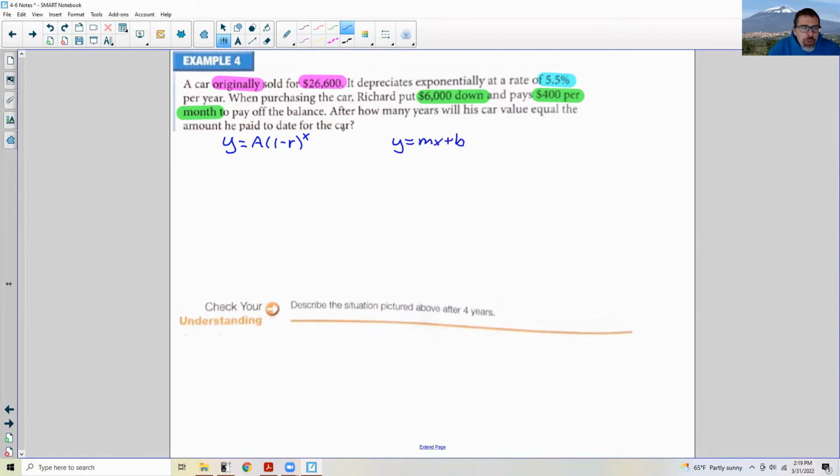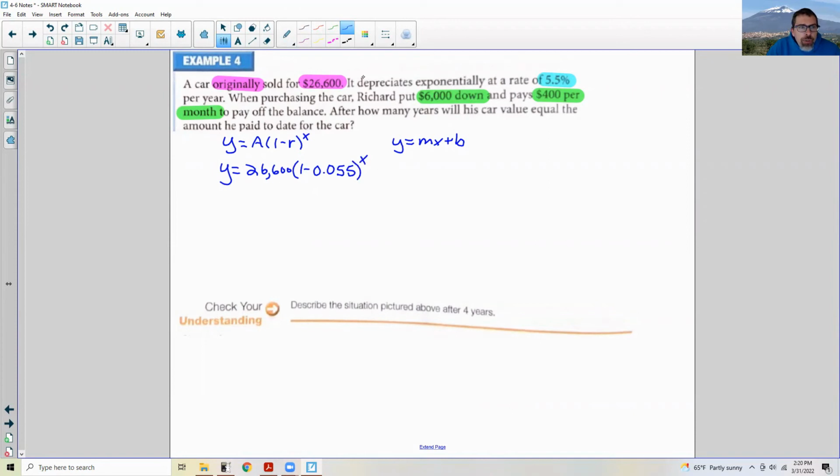All right, so I'm just going to enter everything that they gave us. The $26,600 is the original price. That is A. So we're going to write y equals 26,600 times 1 minus r. And actually, we have the r. R is 5.5%, which is 0.055 to the x. Okay, so there's the exponential depreciation equation.